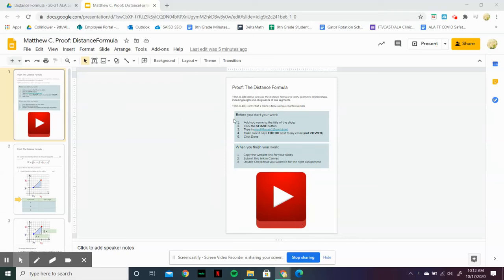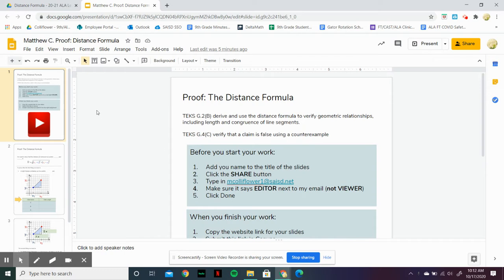In this video, we're going to complete a proof of the distance formula. The first thing you should do is change your zoom so that you can see this better. So click this button, make it 100%.